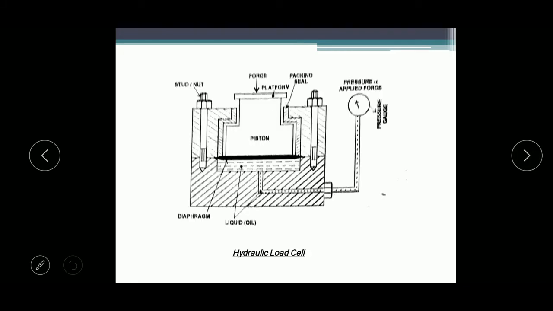Now you will see, this is the diagram of the hydraulic load cell. If you see here, the black portion is the diaphragm, and this is the piston with a loading platform placed on the top of the diaphragm, and a liquid medium which is under a preloaded pressure is on the other side of the diaphragm, and a pressure gauge connected to the liquid medium. Now we will see the operation of this hydraulic load cell.